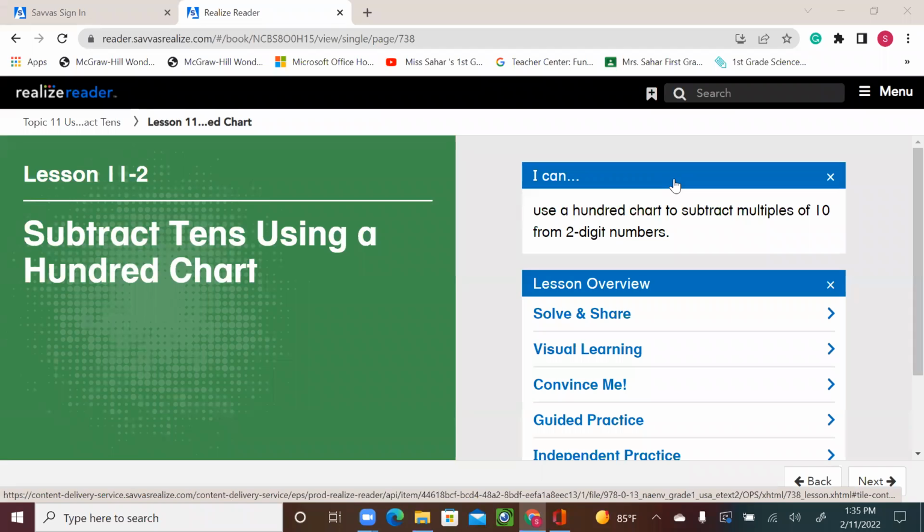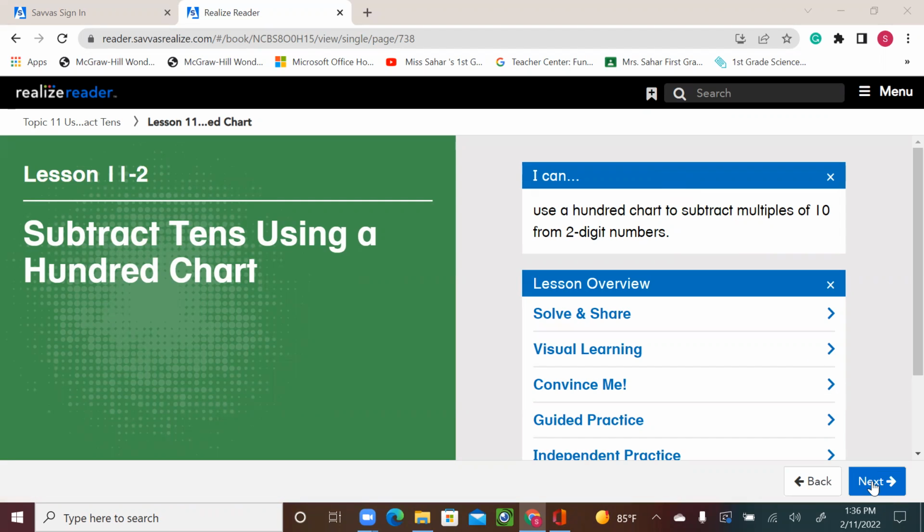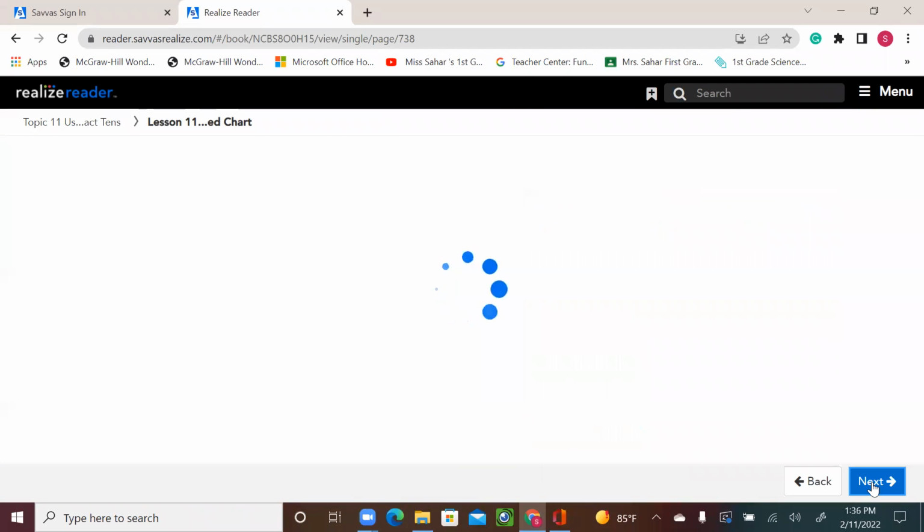Hello, first graders. Welcome to a new math lesson. We are in topic 11, lesson 2, subtract tens using a 100 chart. In the previous lesson, we learned how to subtract tens using a model, and we learned how knowing 4 minus 1 equals 3 helped me to subtract 40 take away 10, or minus 10, equals 30. So let's see what we have for today, how to subtract using a 100 chart.